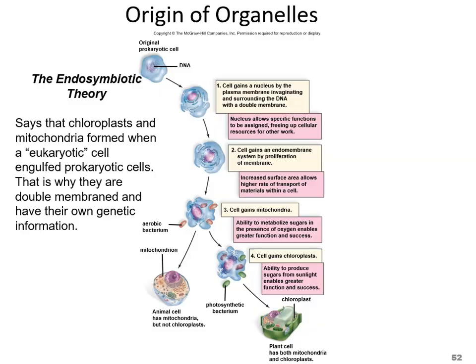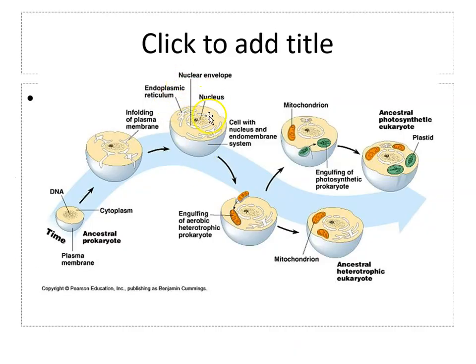And here's just another picture. Nuclear envelope, nucleus forms, engulfs an aerobic heterotrophic prokaryote, which means using oxygen, breaking down sugars to generate ATP from that energy. And then that cell, in the plant lineage, engulfs a photosynthetic prokaryote and lets it start to survive and passes on. Again, we're talking billions of years here. Ancestral heterotrophic eukaryote. Heterotrophic means it has to eat something else different. Ancestral photosynthetic means it's making food with light.